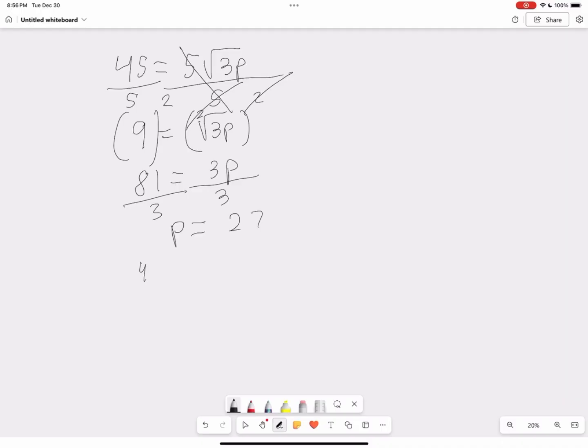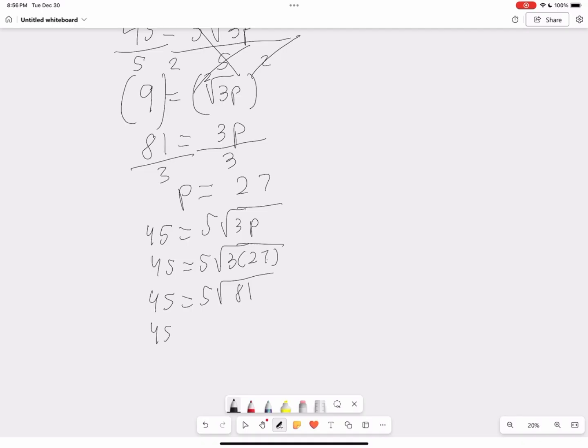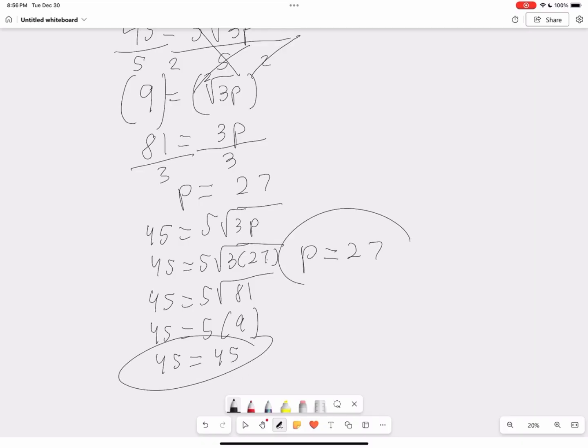So I'm going to plug it back into the equation and see if it works. So we're going to get 45 equals 5 times the square root of 3p. So 45 equals 5 times the square root of 3 times 27. So 45 has to equal 5 times the square root of 81, since 3 times 27 is 81. Okay, so the square root of 81 is 9. So we do 5 times 9, and is 45 equal to 45? It is. So p is indeed equal to 27.